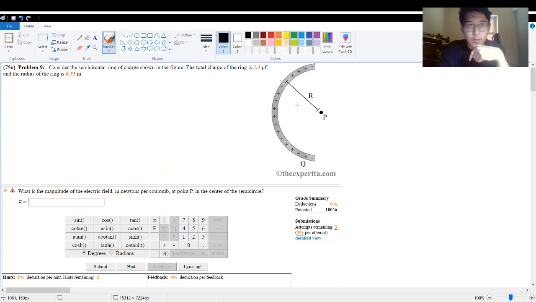Alright, now we're moving on to question number 9, and this is a question about a semicircular ring of charge, and we're given the total charge of the ring is 7.3 microcoulombs, and the radius of the ring is equal to 0.55 meters. So this is positive 7.3, so it's a positive charge on this ring. The question is asking for what is the magnitude of the electric field in newtons per coulomb at point P in the center of the semicircle.